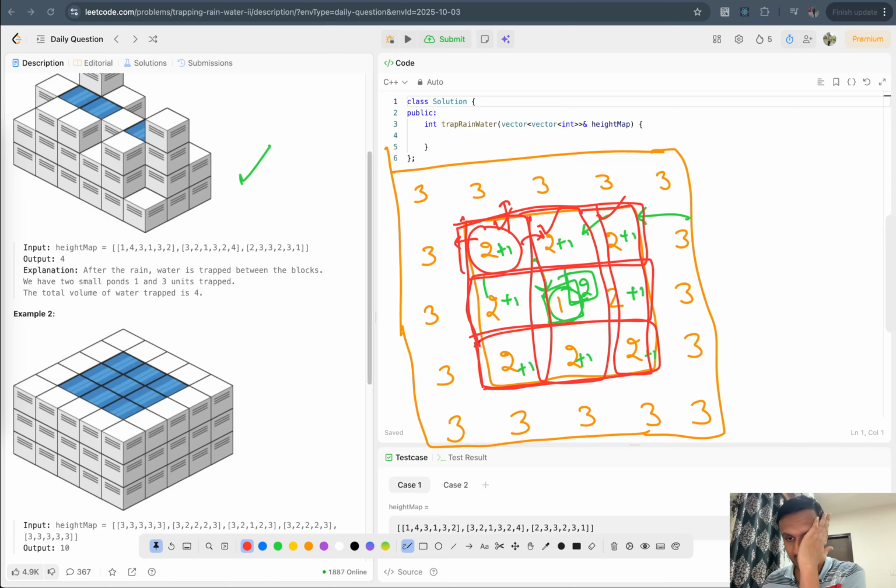So which cell to consider first? The smallest cell, I think, makes sense. If I find any smallest cell, I will fill it up until it equals the others. Okay, I will go with the smallest cell, I think. Then I can fill this. But how do I know which is the smallest cell? That's the issue.